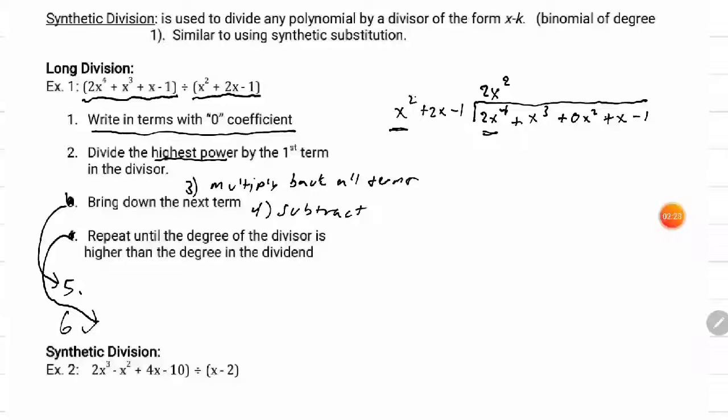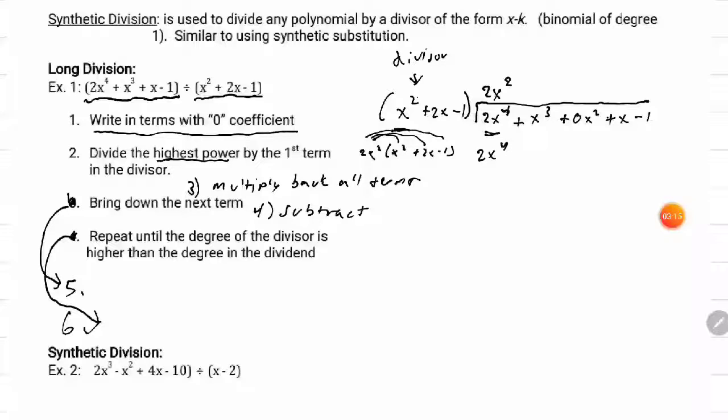Now I'm going to take this 2x squared and multiply everything here in parentheses, the divisor. Remember this is the divisor. So 2x squared times x squared is 2x to the fourth. And then 2x squared times 2x. What I'm doing here is 2x squared times x squared plus 2x minus 1, distributing it to all three of these. So 2x to the fourth, and 2x squared times 2x is 4x cubed. And then 2x squared times negative 1, which is negative 2x squared.